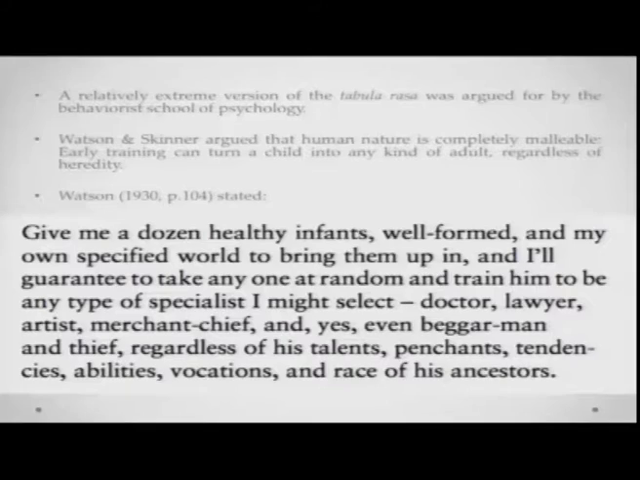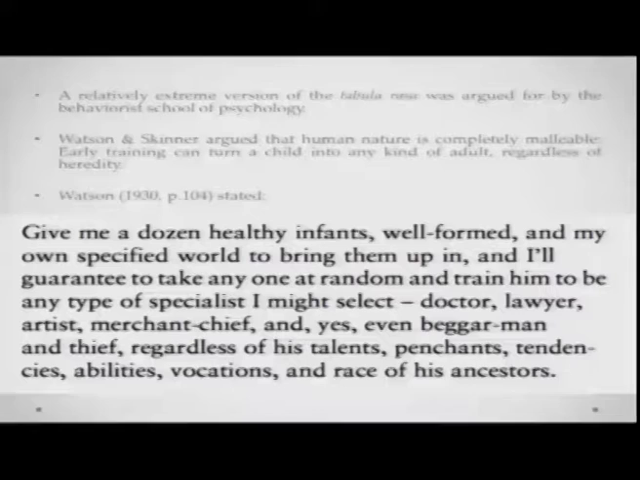Now, a slightly more extreme version of the tabula rasa concept was argued for by the behaviorist school of psychology. You could remember John Watson, B.F. Skinner, and some others, Edward Thorndike for that matter. Now, Watson and Skinner argued that human nature is completely malleable. You can get people to do whatever you want if you are just manipulating the rewards and consequences, the rewards and punishments.